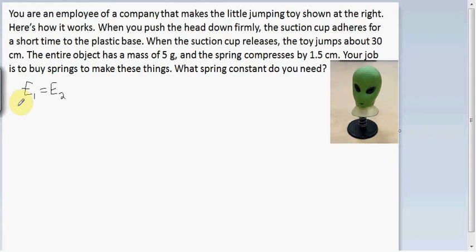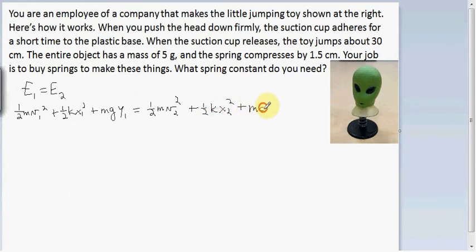So, let's see. That means 1/2 m v1 squared plus 1/2 k x1 squared plus m g y1 is equal to 1/2 m v2 squared plus 1/2 k x2 squared plus m g y2. Okay, where basically point 1 here is down at the bottom, just at the instant that the suction cup is being released, and point 2 is up at the top when it's about 30 centimeters above where it started.